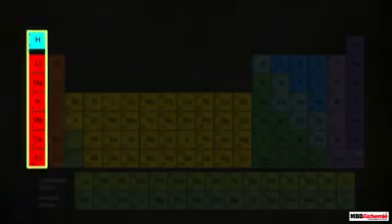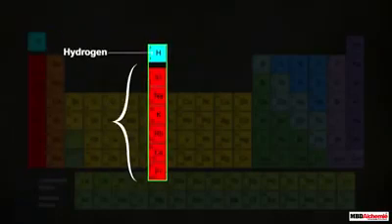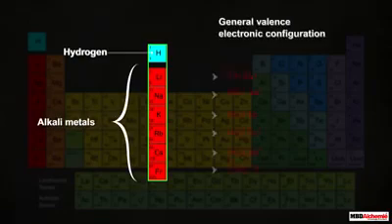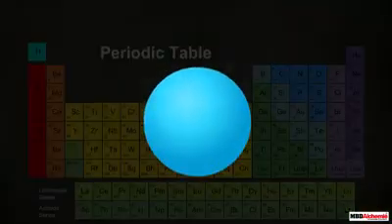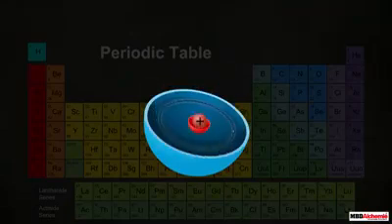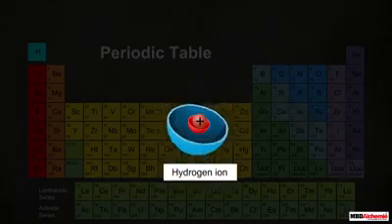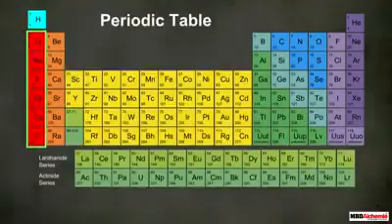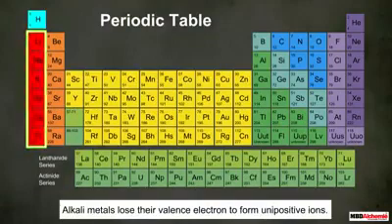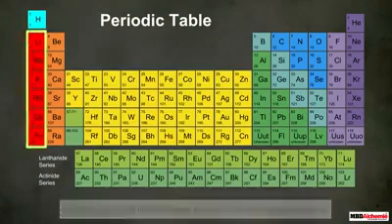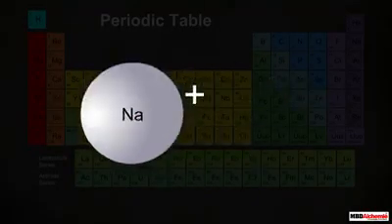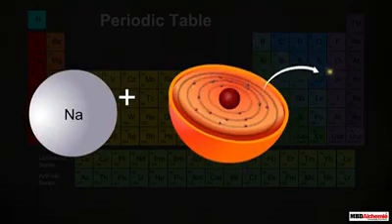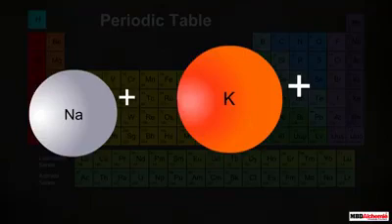Its electronic configuration is similar to that of group 1 elements or alkali metals. The general valence electronic configuration of alkali metals is also ns1. Hydrogen can lose its only electron to form a unipositive ion, that is, hydrogen ion. In a similar manner, alkali metals also lose their valence electron to form unipositive ions. For example, the sodium atom loses its valence electron to form a sodium ion, and the potassium atom loses its valence electron to form a potassium ion.